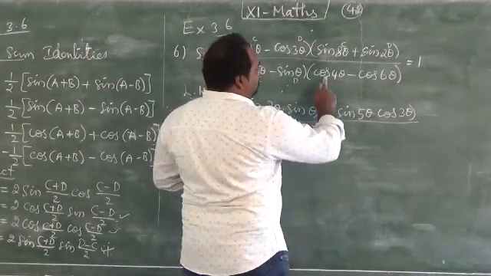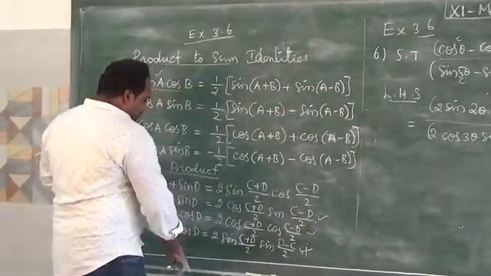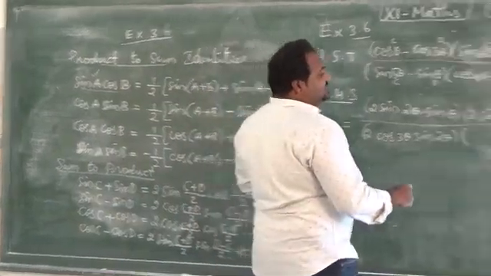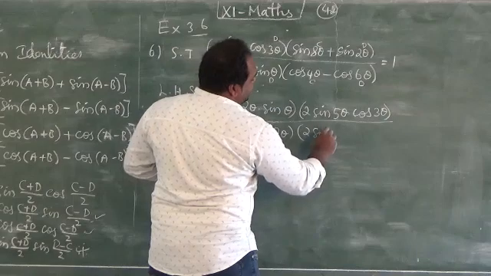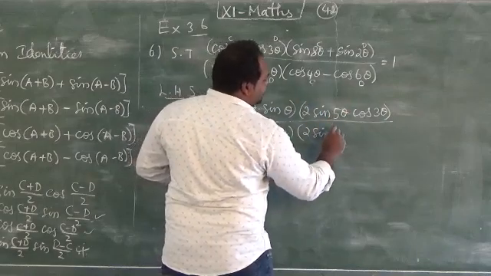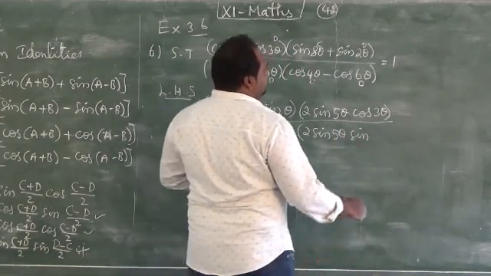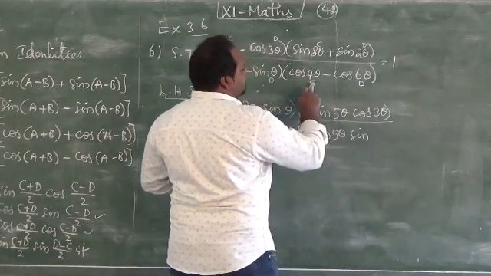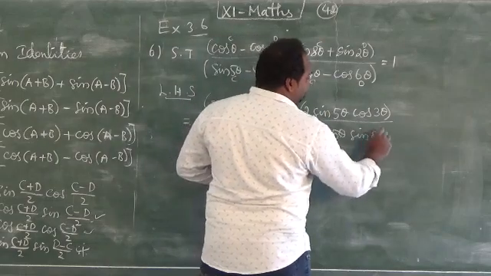Here, cos c minus cos d, again the fourth one. Cos c minus cos d, 2 sin (c plus d), sin (d minus c), this is d. 2 sin (c plus d) is 10 theta by 2, 5 theta, then sin (d minus c), 6 theta minus 4 theta is 2 theta, by 2 is theta.